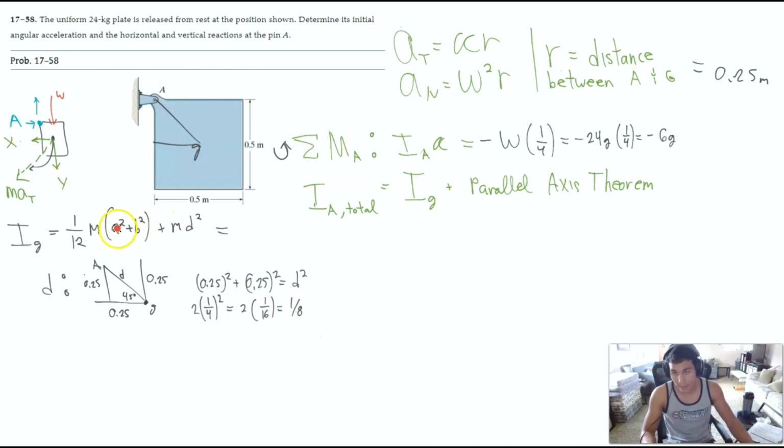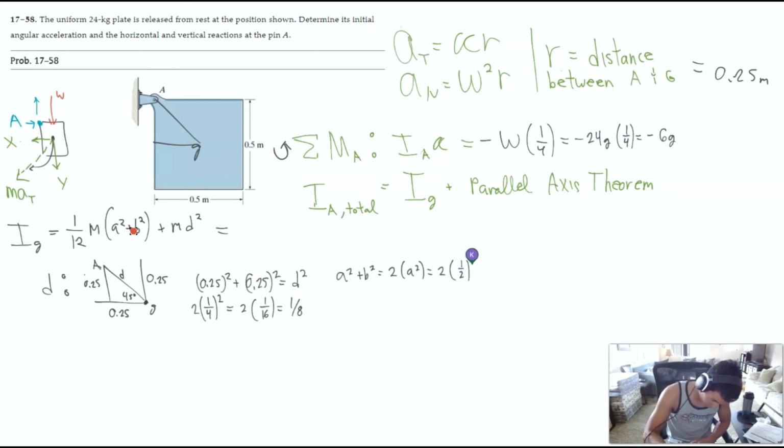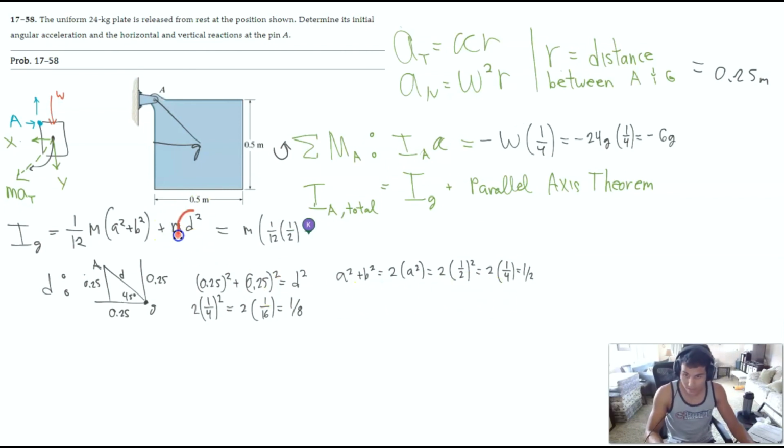Now a squared plus b squared, we'll write it over here. A and B are the same thing, so you can just do 2a squared. And then you could say that a is 0.5. So 2 times 1/2 squared. That's going to be 2 times 1/4, which is 1/2. Okay. So you can factor out the mass here real quick, and then you're going to have 1/12 times 1/2, then plus 1/8.